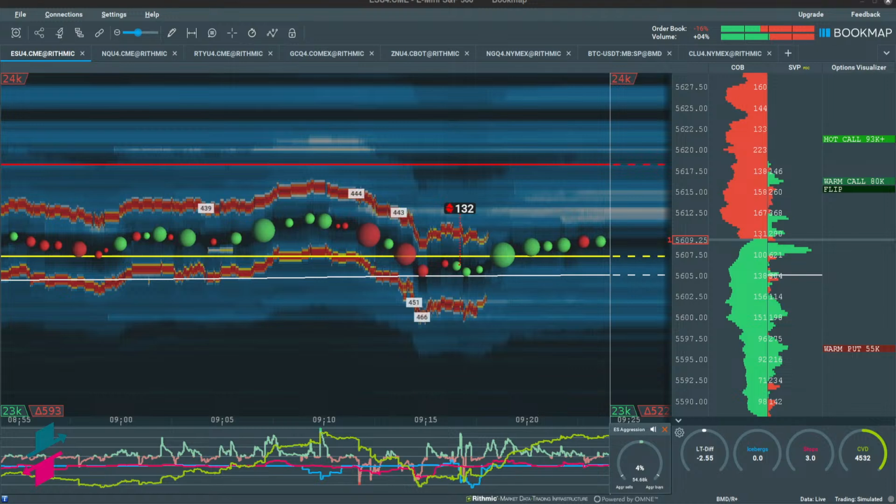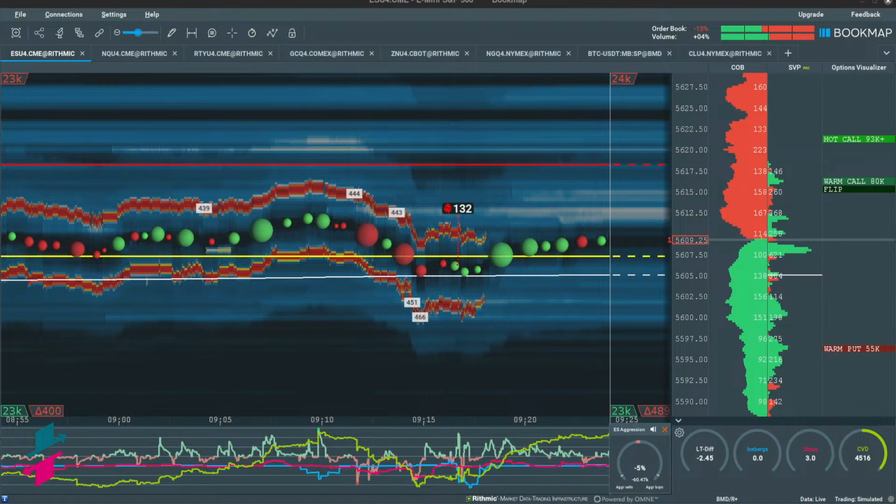I haven't been keeping track of the Ethereum ETFs, but if someone in the chat room knows, I'd certainly be curious.